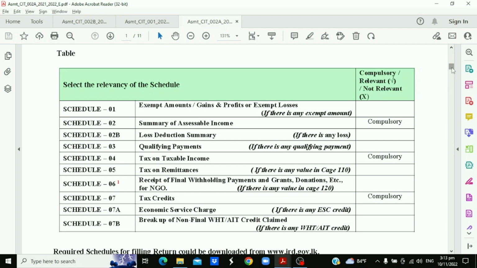As an example, if your company needs to declare losses, then definitely you have to complete schedule 2B. If your company does not require the qualified payment, there are no entries to claim the qualified payment, then you need not complete schedule 3, right? Likewise, depending on the requirement, you will decide which schedules are relevant for this submission. If it is relevant, you have to submit those schedules, right?